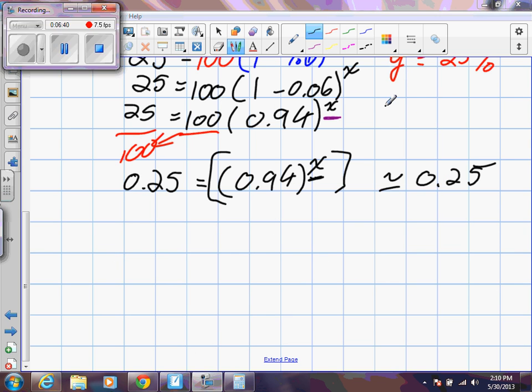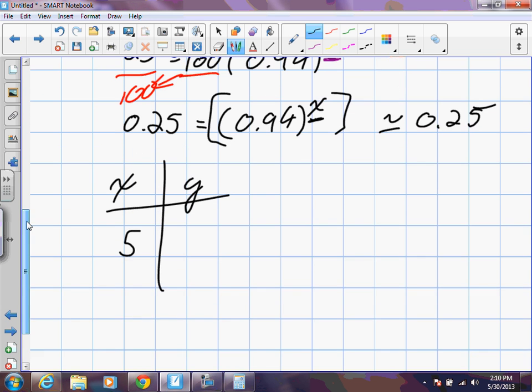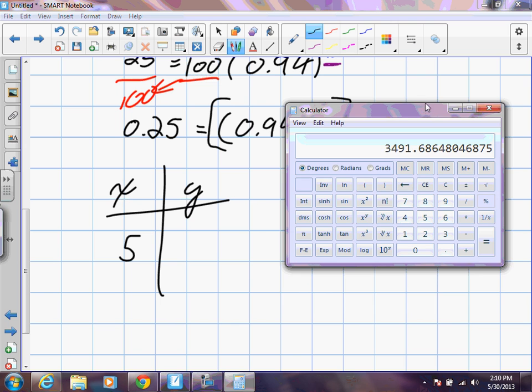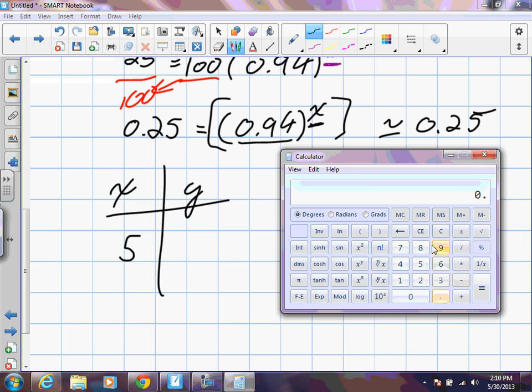So, because we don't know logs, we're going to use a bit of trial and error. Let's use some educated guessing here. We assume it's not going to be after 1 day. Probably not even after 2 or 3. I'm going to start at a value of something like 5 days. So when x is 5, we'll plug it in. So 0.94, whoops, wrong button. 0.94 to the power of 5. 73%. We're way too high. There's still about 73% of the house left.